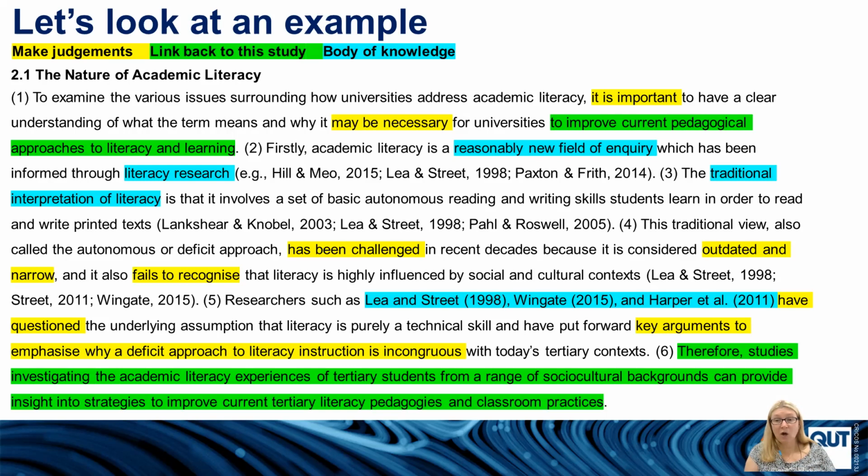There's comments on the body of knowledge. And you can see more about making judgments: has been challenged, outdated and narrow, fails to recognize. So see that strong vocab, that's what you're aiming for. That strong vocab is putting your critical analysis into the document. And then that last sentence brings back, okay, therefore we need to investigate these things. I wonder who's going to do that. This researcher, okay.